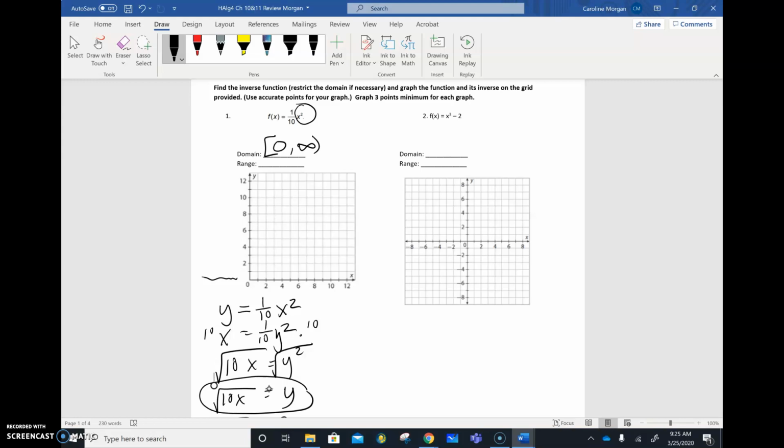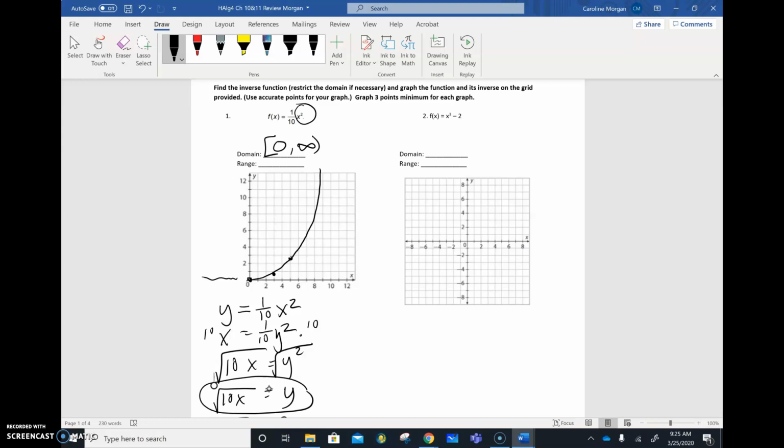I'm going to go to my table. All right, 0, 0. And then it's mostly, of course, decimals. But let's go to 3 is 0.9. So that means it's going to be right about here. And 5 is 2.5. Let's try that. Okay, so this is my original function.